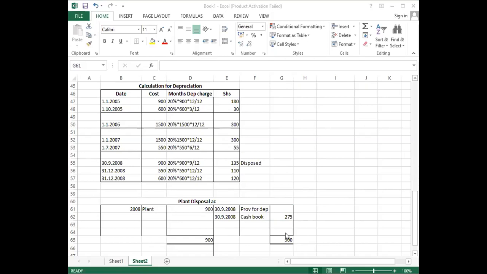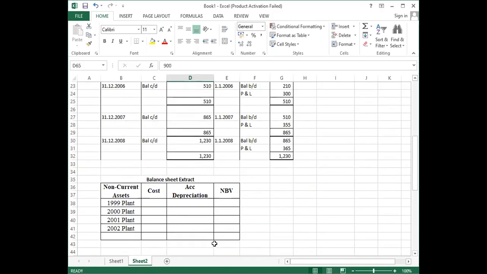Which is 675. If you want to confirm, you can still confirm that figure. It should add up to that. Good. Extract of a balance sheet. And then we are through. How do we extract the balance sheet?